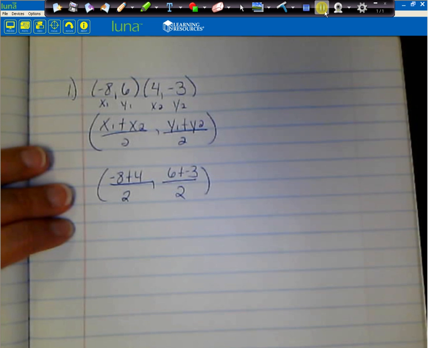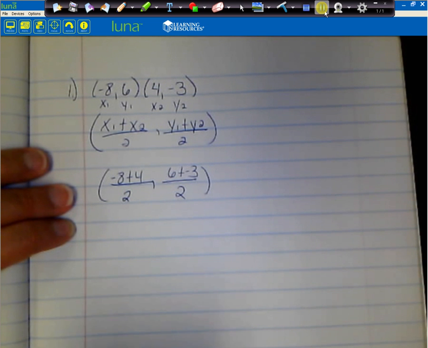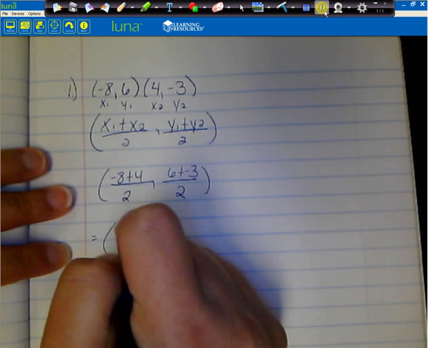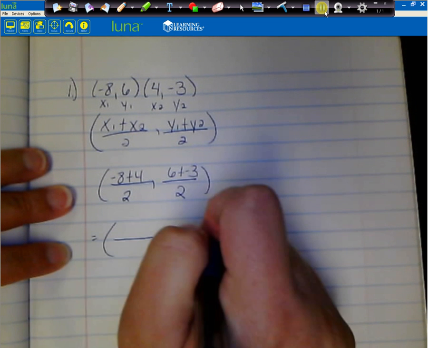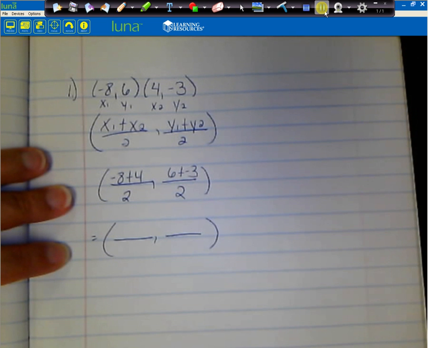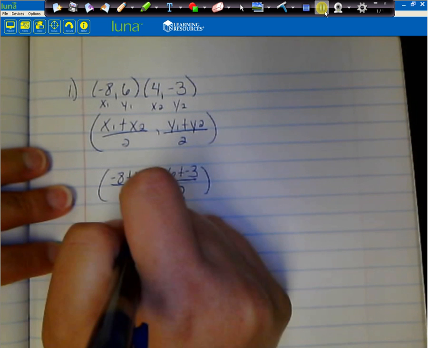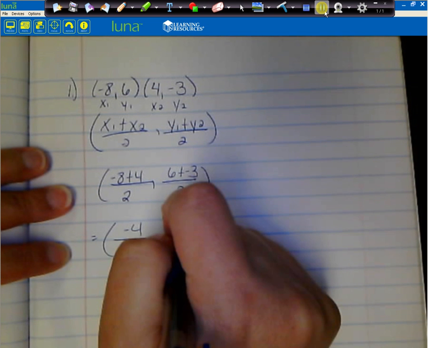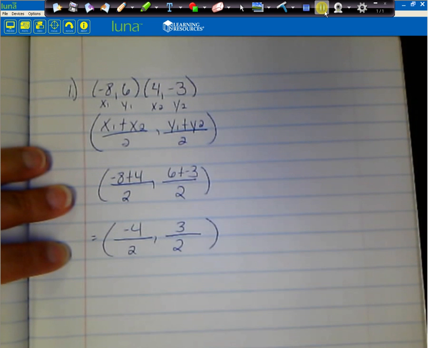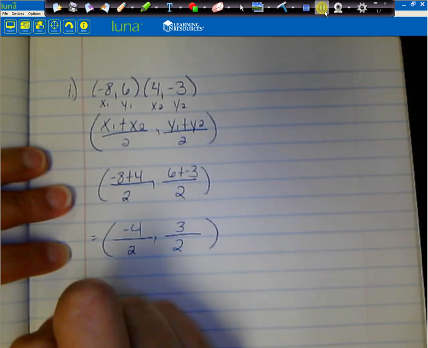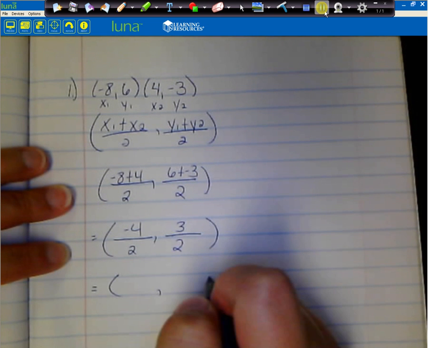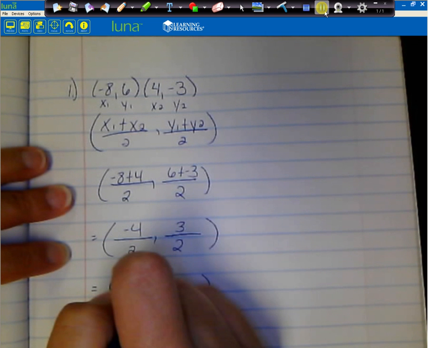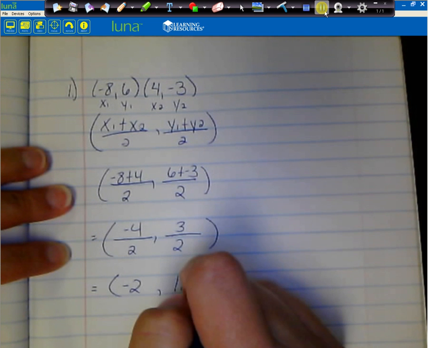And then I'm going to simplify this just a little bit by adding the top numbers. So I'm going to say -8 plus 4 is -4 over 2. And 6 plus -3 is 3 over 2. And then I'm going to divide, and that's going to give me my final answer. -4 divided by 2 is -2, and 3 divided by 2 is 1.5.